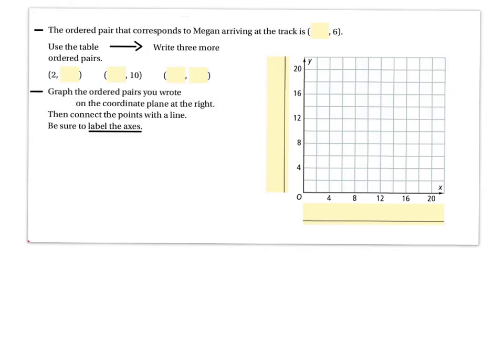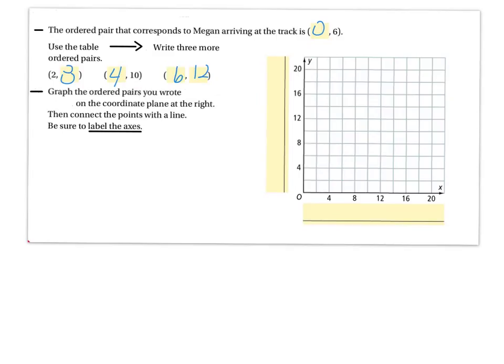The third way is to use a graph. The ordered pair that corresponds to Megan arriving at the track is 0, 6. We can use the table to write 3 more ordered pairs. Now you might be able to flip back to your table. I'm just going to write them in here. We had 2, 8, we had 4, 10, and we had 6, 12. Now let's go ahead and graph those ordered pairs.